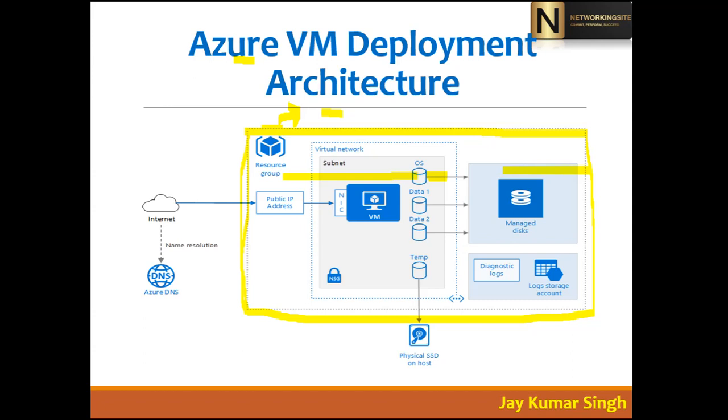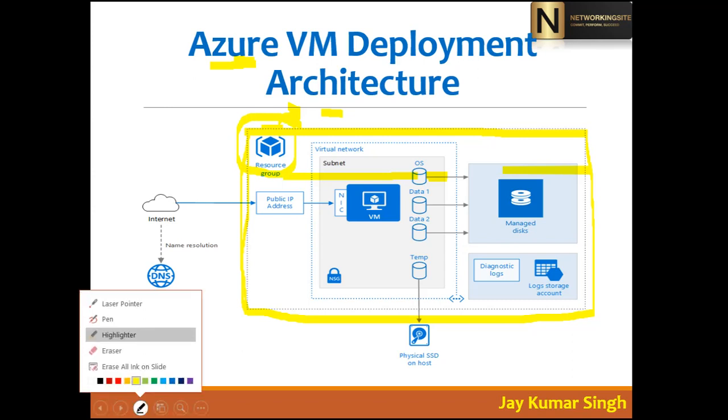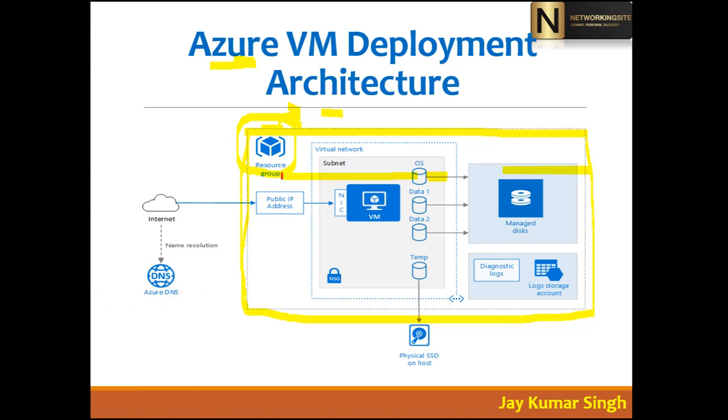Okay, so here we are talking about Azure architecture. This is cloud architecture. So how does cloud architecture work? Suppose you are going to buy something in Azure, or you want to use something in Azure. First of all, you have to create one resource group, and in that resource group you can deploy whatever you want.